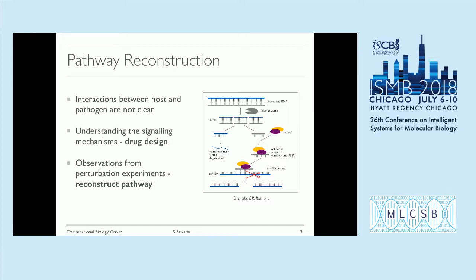And one such way of inferring these interactions is by using observations from perturbation experiments. And RNAi is just one such technology used to perturb the system.